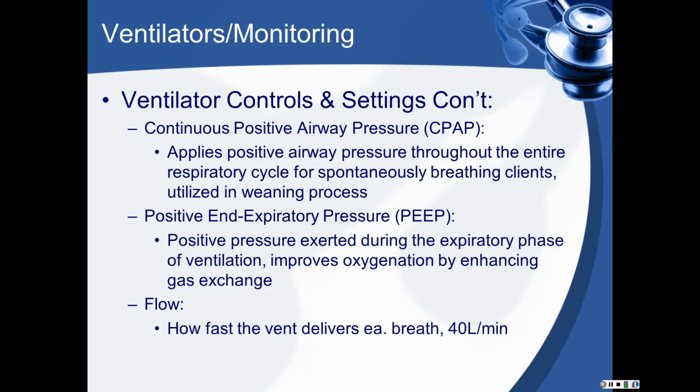Now, if the client becomes agitated or restless or has a wide fluctuating expiratory pressure reading, or they have other signs that indicate air hunger, it's possible that the flow rate on the ventilator has been set too low. Now, your flow rate is how fast each breath is delivered. It's usually set at 40 liters per minute.